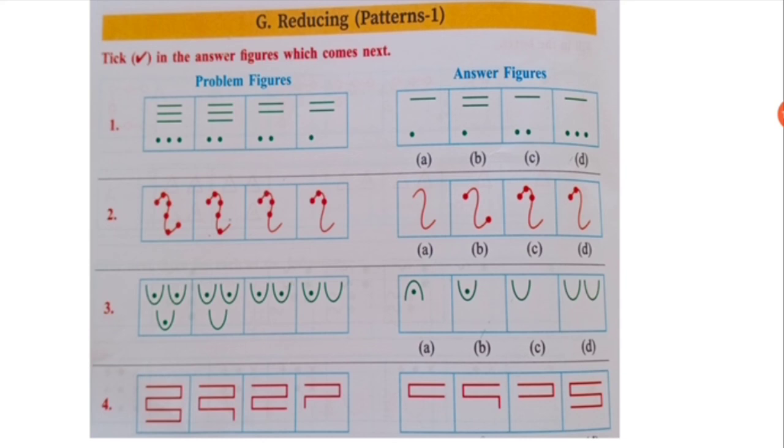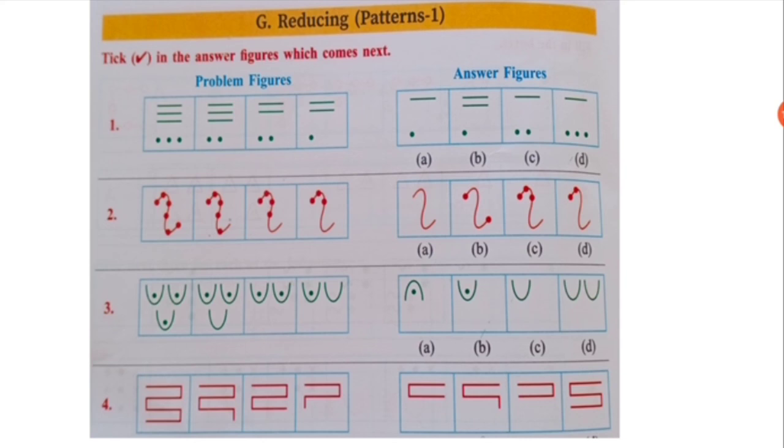The same thing, second picture, in the design 1 2 3 4 5 6 dots are shown, then 1 2 3 4 5 dots are shown, then 1 2 3 4, then 1 2 3, then only 2 dots at the end we want. So the answer will be D.